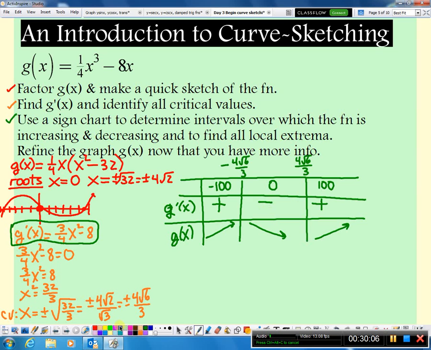Do you recognize that this would have to be a max and this would have to be a min? So I can say that I've got a max at x equals negative 4 square root 6 over 3, and a min at x equals positive 4 square root 6 over 3.